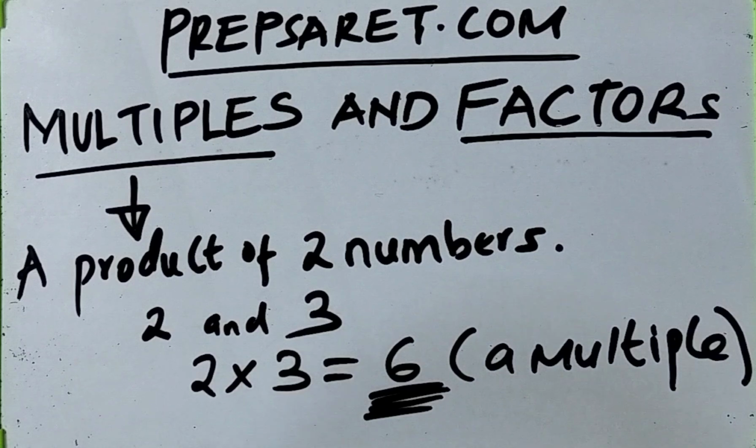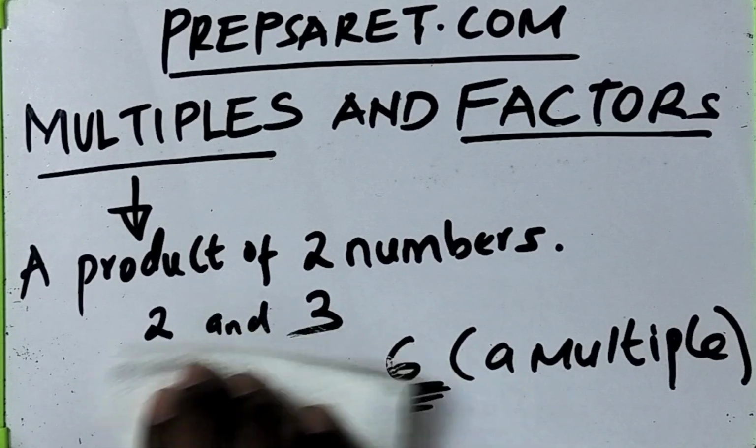So there are those who give a harder definition. But I want to simplify it, demystify it, by telling you that a product of two numbers is called a multiple. We can give another definition.